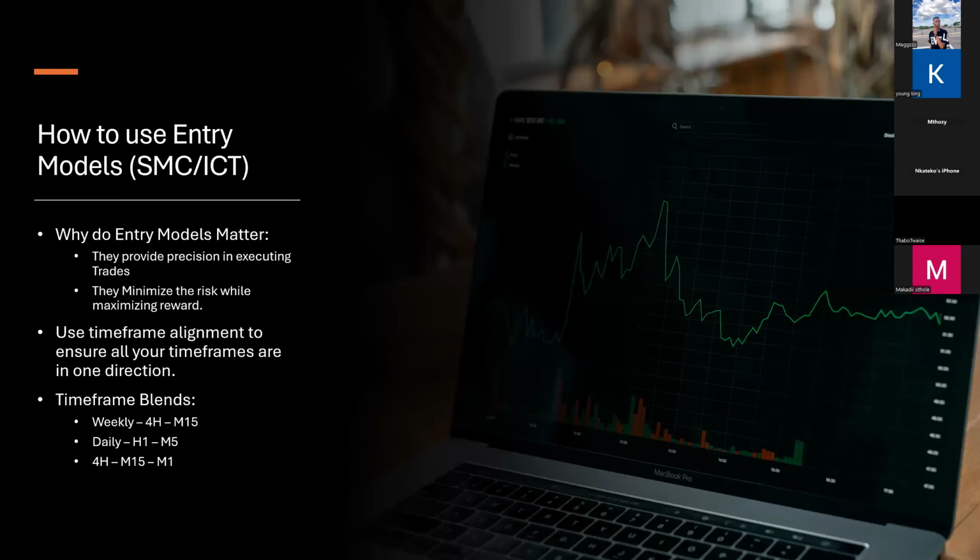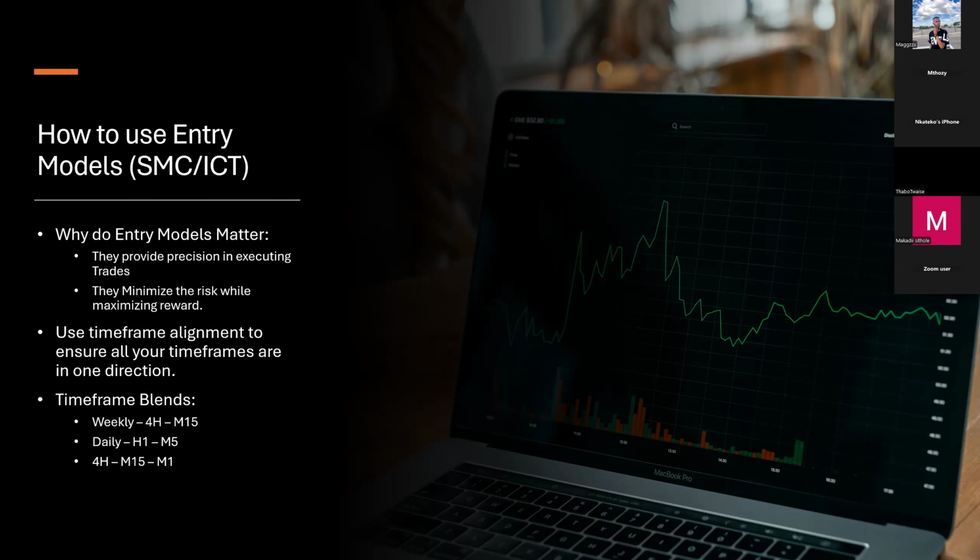Now, how do we use entry models? These entry models are specific to SMC or ICT, which is what I personally use. Now, why do these entry models matter? They provide precision in executing all of your trades. You don't just want to place a buy because the day is bullish. Anybody can tell you that the Nasdaq is going to be bullish, but it's a different thing if you have to go in and actually place that buy.